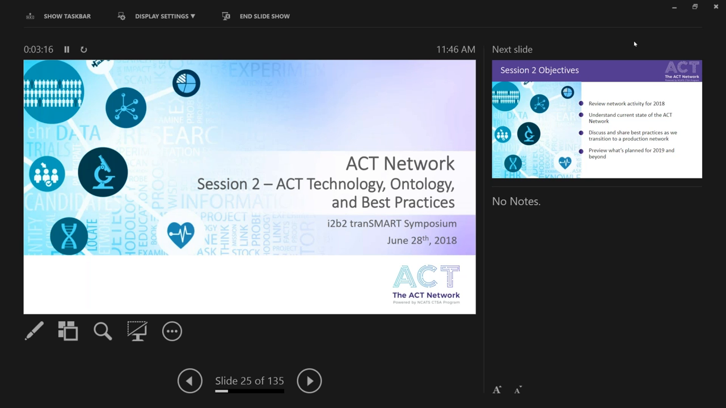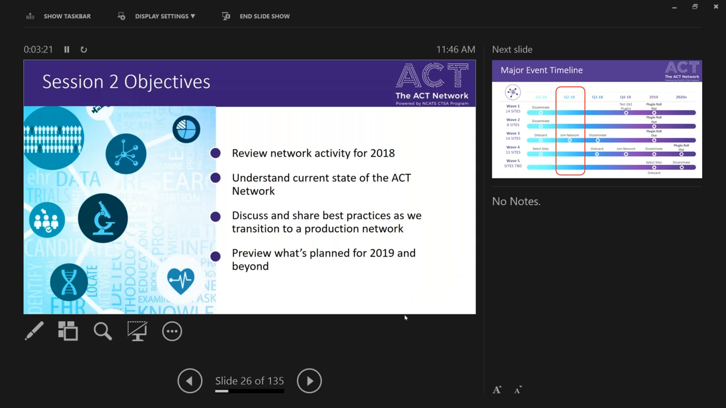So as we kick off here and before we get into the fun things we're going to talk about today, I just want to orient us to what we're looking to get out of our second session here today. So quickly, I want to review our activity for the rest of 2018. I know in the earlier session we went through a high level timeline, so I want to talk in a little bit more depth about what we're planning across all of our tiers for 2018. Also give you a perspective so that you better understand the current state of the ACT network.